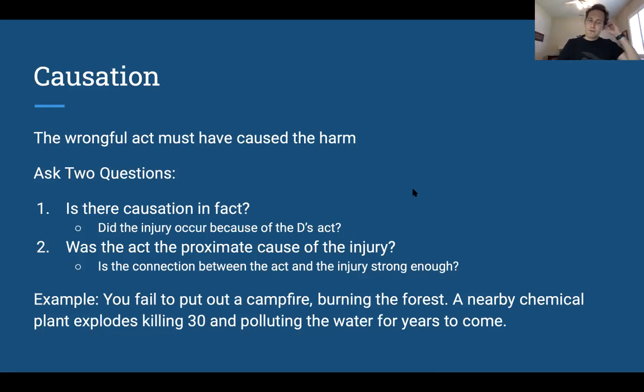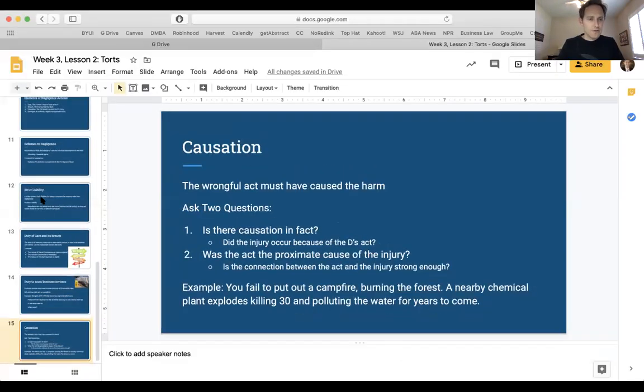All right, so that's causation, and that's really it. So let me stop sharing real quick. So that's torts, everything that you need to know about torts.